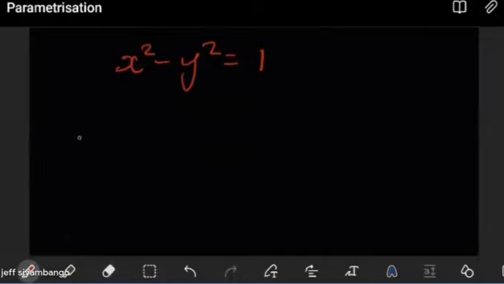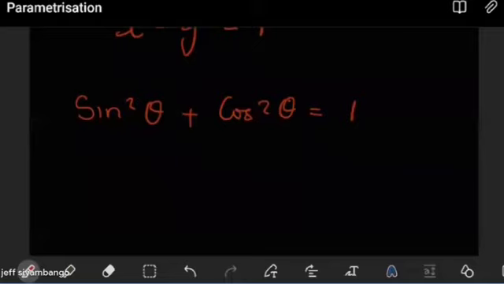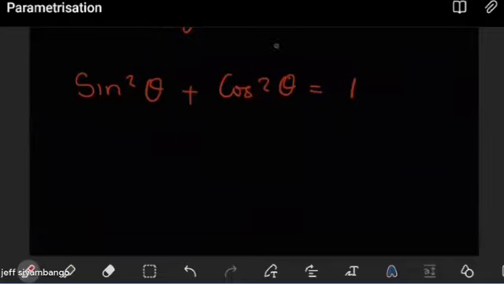Well, think about it like this. The original trig identity, the main one, was this, and then this was equal to 1 here. So this was the original one that we started with. There are a number of trig identities that you can come up with. Most of them will start from here.